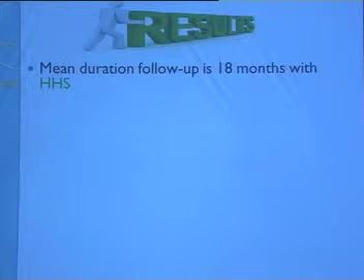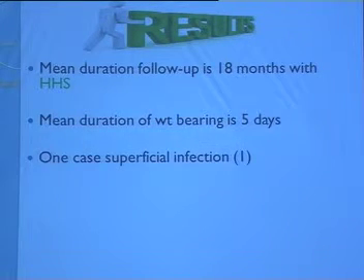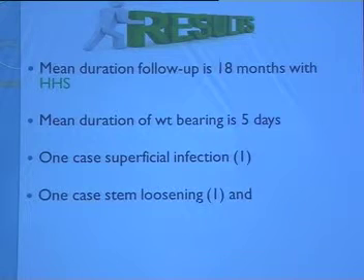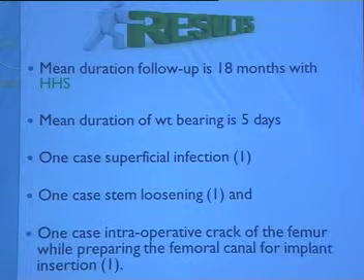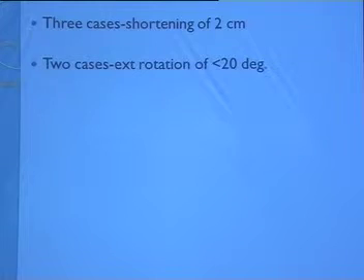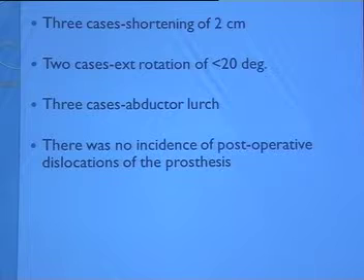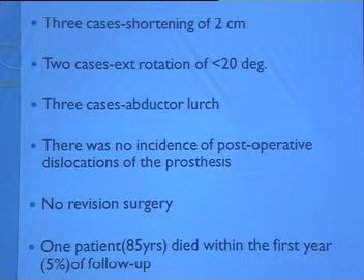The results: the mean duration of follow-up is 18 months with the Harris Hip score, and the mean duration of weight bearing is 5 days. One case has a superficial infection, one case of stem loosening, and one case has an intraoperative crack of the femur while preparing the femoral canal. There were 3 cases of shortening of 2 centimeters, 2 cases of external rotation of less than 20 degrees, and 3 cases of abductor lurch. There was no instance of post-operative dislocation of the prosthesis, there was no revision surgery, and 1 patient died within the first year of follow-up.